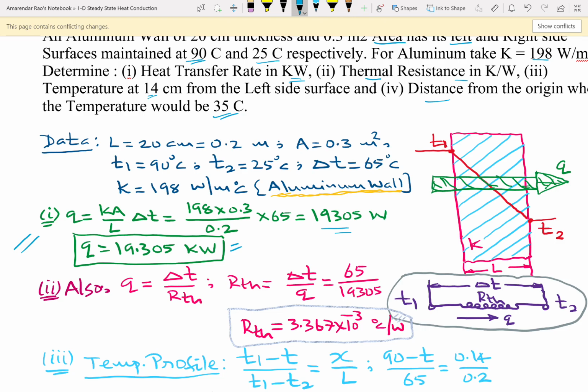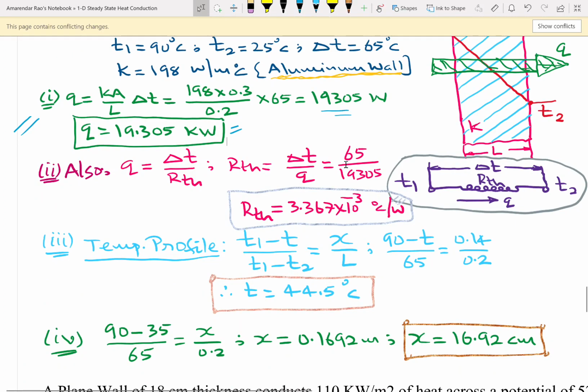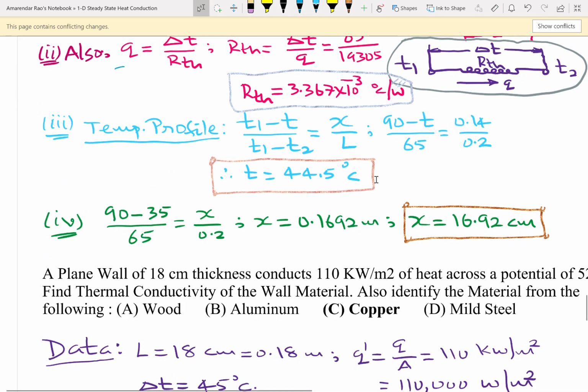Then as per electrical analogy, we can write Q as delta T by R_TH, and Q is available, delta T is available, so R_TH is delta T by Q, which is going to be 3.367 10 power minus 3 degrees centigrade per watt. Because delta T is 65, Q is 19,305, and the electrical analogy is shown over here. And sometime back we have seen the temperature profile as (T1 minus T) by (T1 minus T2) is equal to x by L. T1 and T2 are available, L is available. When x is given, you have to get T. When T is given, you have to get x.